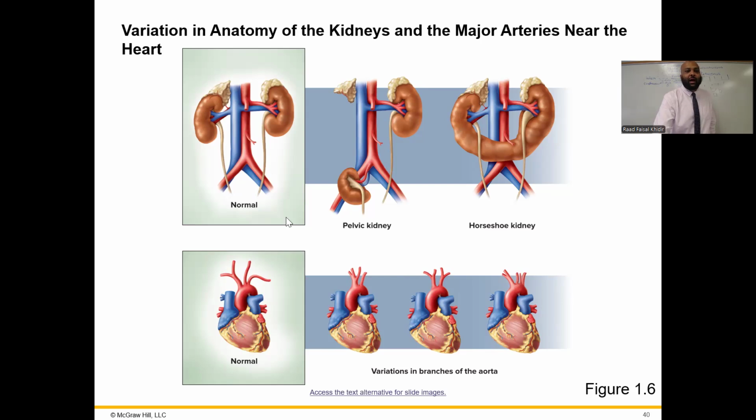Then another example would be the aorta. That's the normal aorta, looks like that. But it doesn't mean every single aorta out there looks like this. Some of them have different branches. So another example of variations in human anatomy is the kidney and the major arteries, your aorta, which in some people looks different than the normal. So these two examples, how the kidney may look and how the aorta may look.